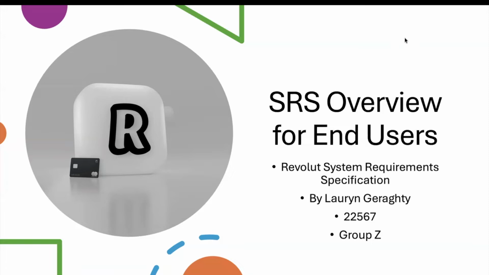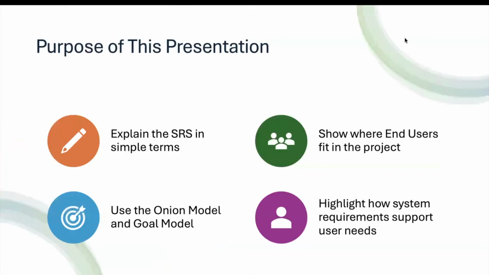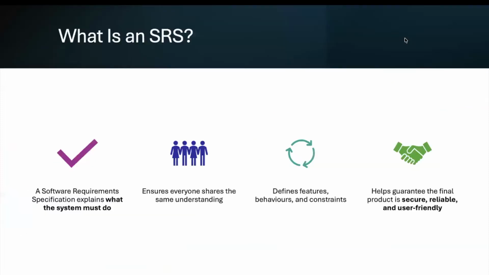Today I'll give a short overview of our Revolut SRS and specifically show how the system requirements support the needs of the end users. The presentation will explain what the SRS is, where the end users will sit within the system and how the system goals directly support user goals. I'll use two models, our onion model and our goal model, to show this clearly.